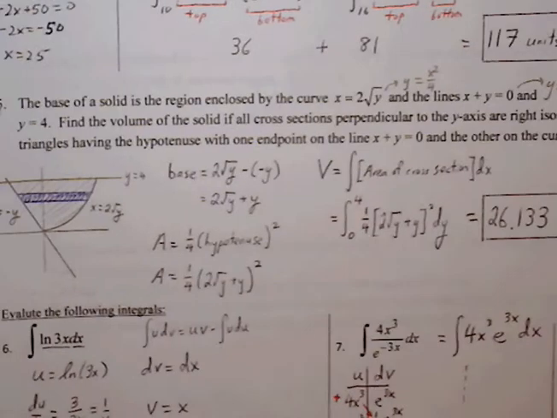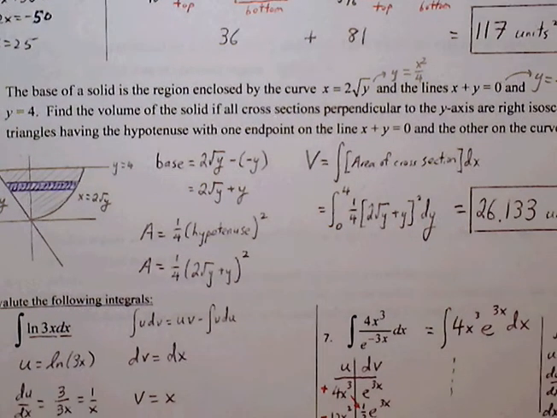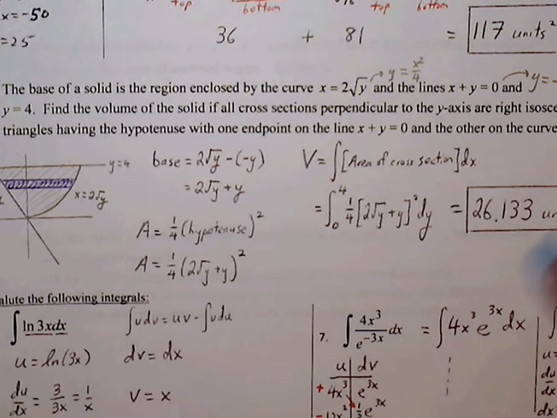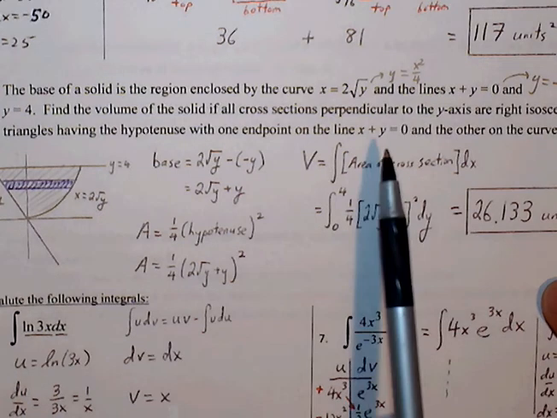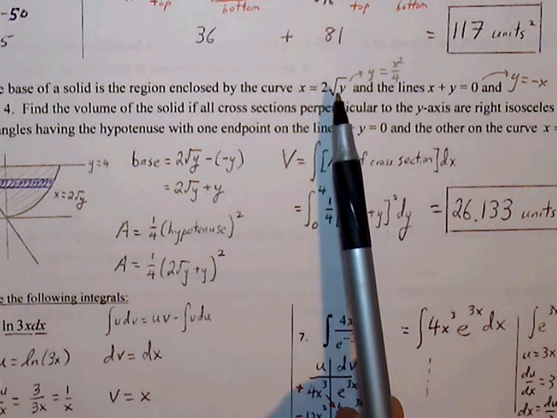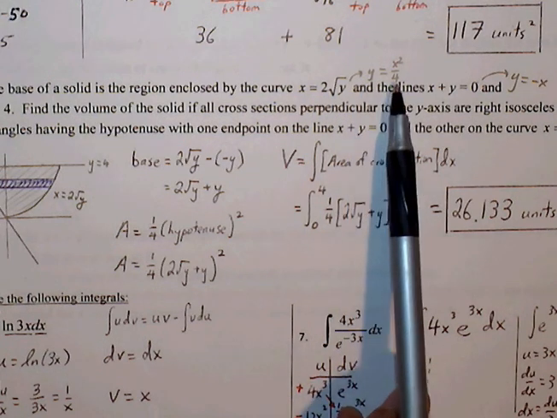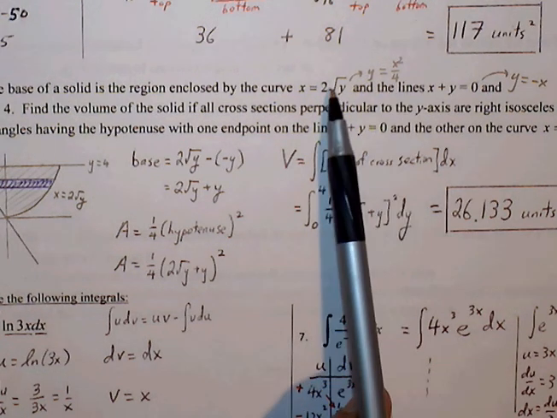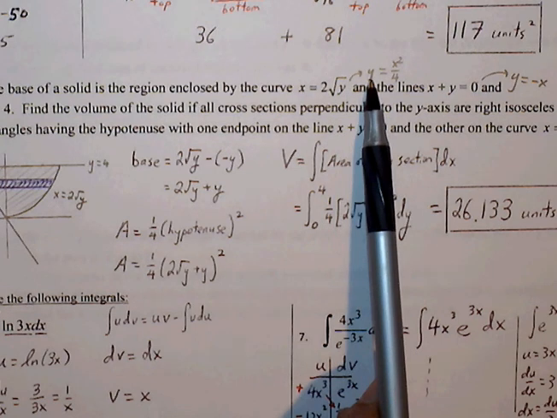Okay, part B. It says the base of a solid is the region enclosed by the curve x equals 2 root y and the lines x plus y equals 0 and y equals 4. Now we need to figure out what these graphs look like. So something helpful to do is solve for y, then we can plug in our calculator. However, this is only the positive portion, so this is y equals x squared over 4.